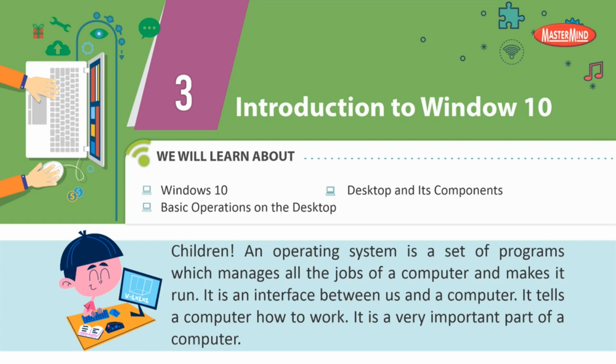Children. An operating system is a set of programs which manages all the jobs of a computer and makes it run. It is an interface between us and a computer. It tells a computer how to work. It is a very important part of a computer.